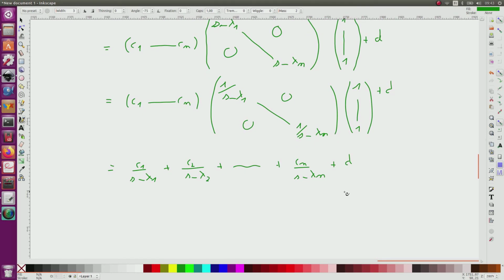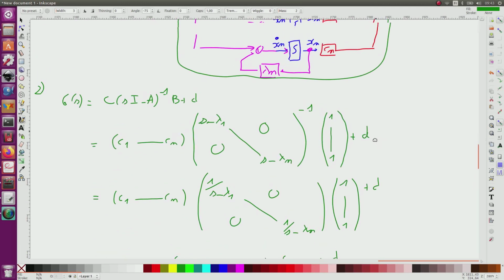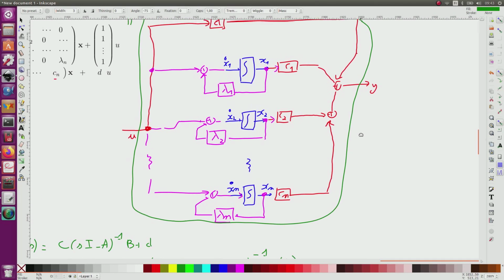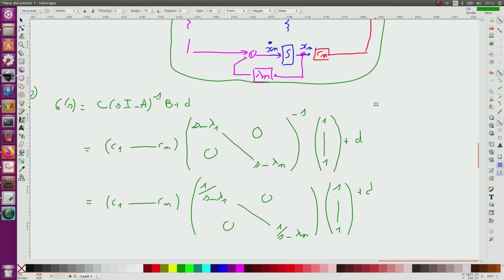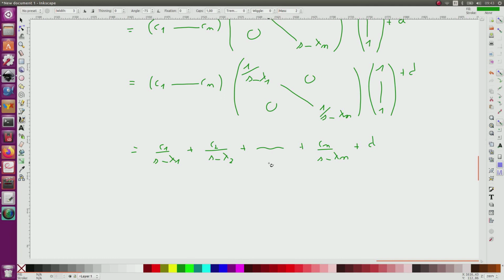So what happens in practice if I have a transfer function and I want to have the modal form? I have to decompose the fraction in this way in simple elements, and then I can also give the wiring which corresponds to this. So I can obtain a realization in a modal form of any transfer function if I am able to decompose with simple elements in this way. The last question.